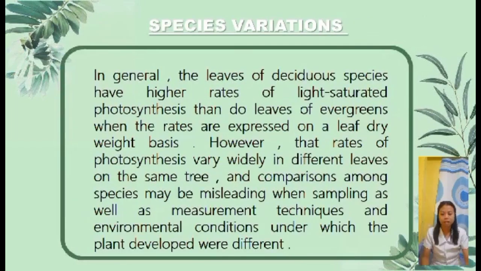So, species variations. In general, the leaves of deciduous species have higher rates of light-saturated photosynthesis than do leaves of evergreens when the rates are expressed on a leaf dry weight basis. However, the rates of photosynthesis vary widely in different leaves on the same tree, and comparisons among species may be misleading when sampling as well as measurement techniques and environmental conditions under which the plant developed were different.